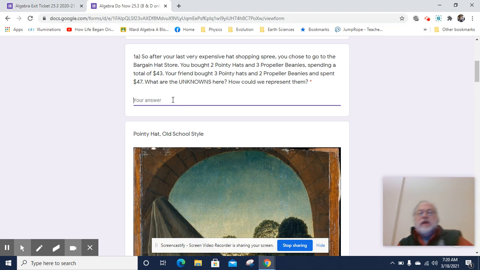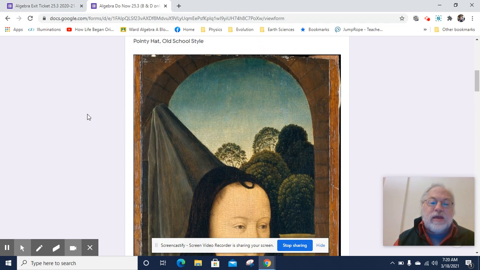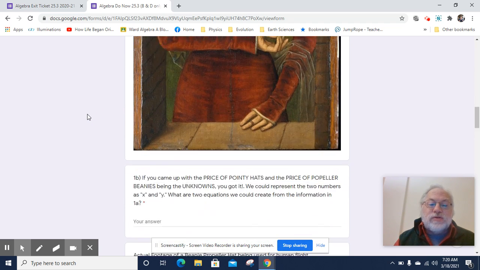Well, I've told you how many hats. I've told you the total amount each of you have paid, but I haven't told you how much each type of hat costs. So cost per pointy hat, okay, and cost per propeller beanie. Okay, I'm going to call that X. It is completely arbitrary which one I choose to be X and Y. I'm just choosing the one that came first. Okay, and there's a pointy hat old school style there.